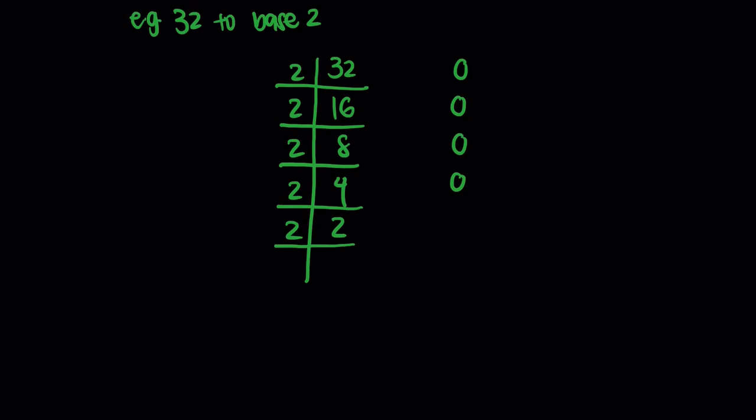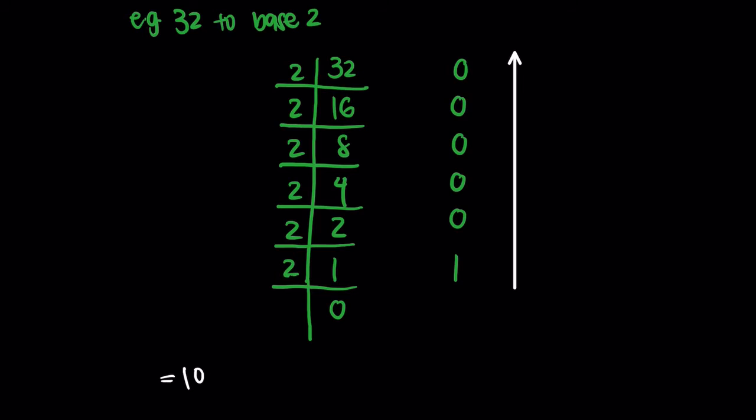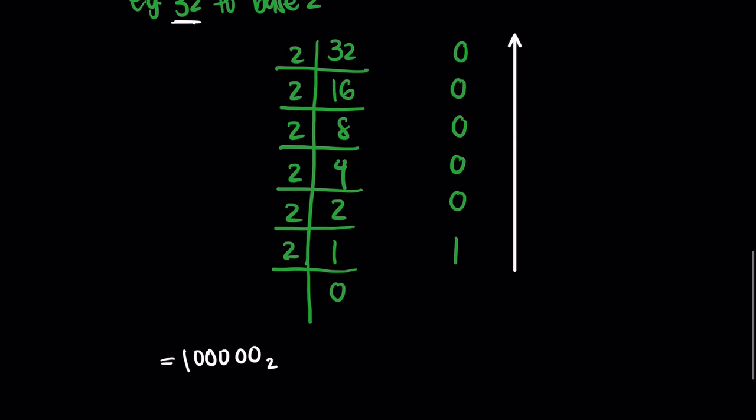2 divided by 2 is 1 exactly, and the remainder is 0. Next, 1 divided by 2 is 0, since we cannot get a 2 from 1. However, the remainder this time is 1. And we now read the remainder numbers from bottom to top, which in this case is 1, 0, 0, 0, 0, 0, and this is in base 2. So 32 written in base 2 is 100,000 base 2.